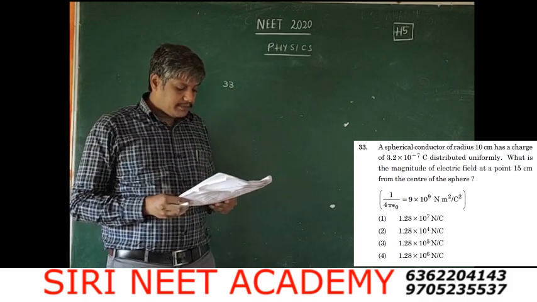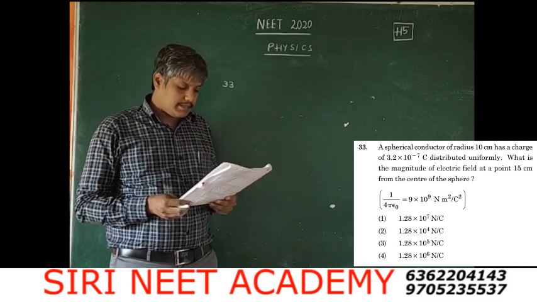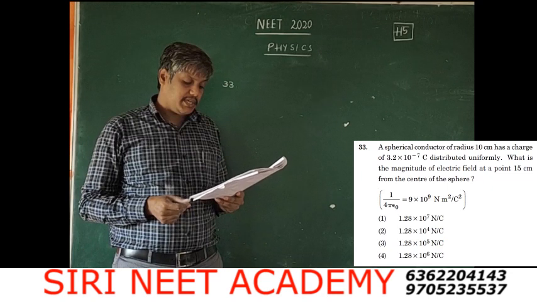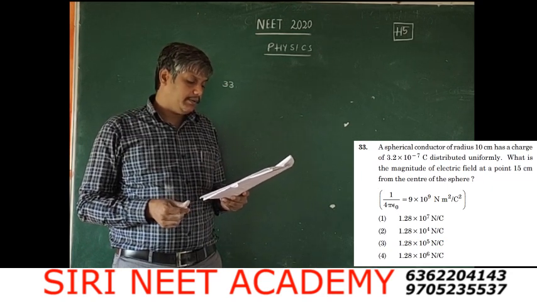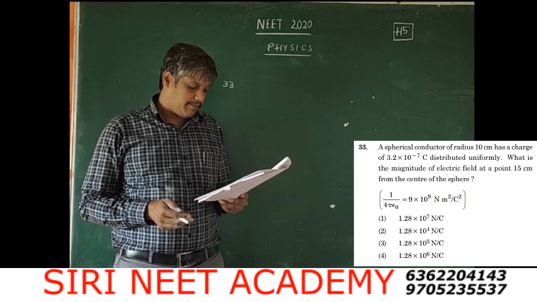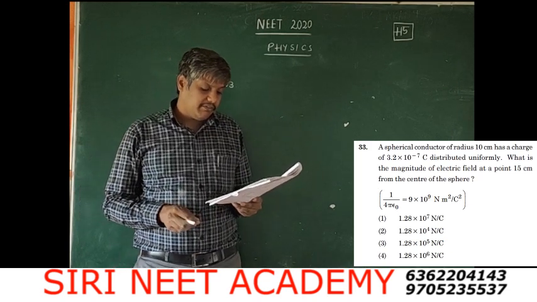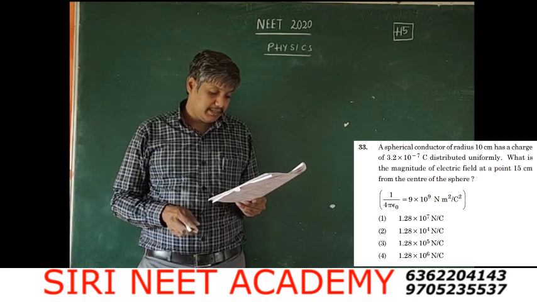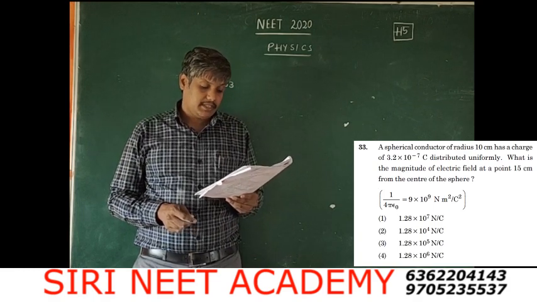Question number 33. A spherical conductor of radius 10 cm has a charge of 3.2 into 10 power minus 7 coulomb distributed uniformly. What is the magnitude of electric field at a point 15 cm from the center of the sphere?